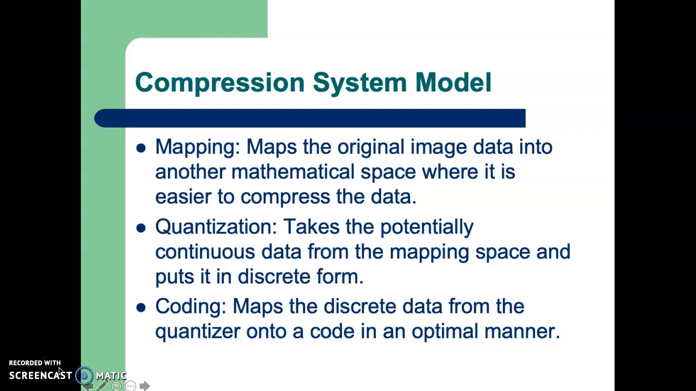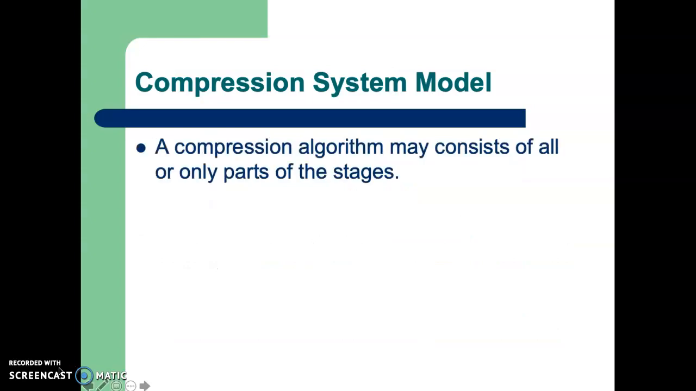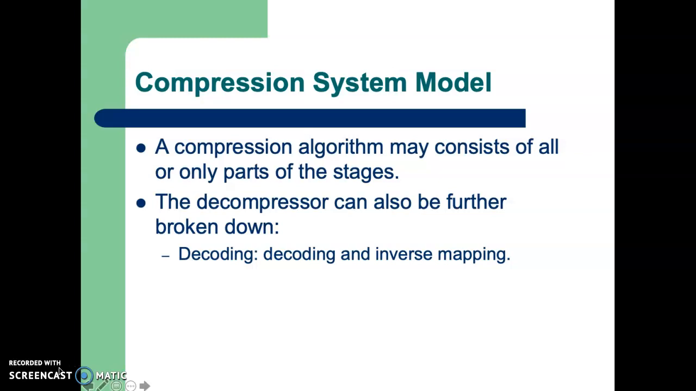Okay, so lastly is coding, where you will map the discrete data from the quantizer onto a code in an optimal manner. So a compression algorithm may consist of only part of the stages. So not necessarily all parts have to be in your compression ratio.